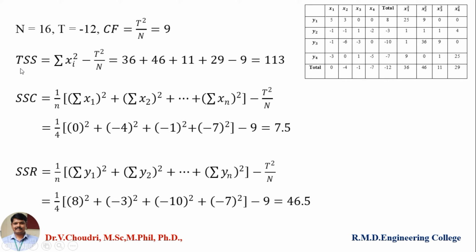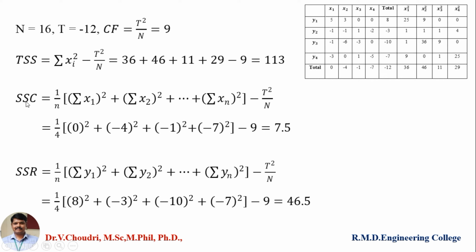So the total sum of squares. Where is the sum of squares? These are the square values: 36, 46, 11. Add all the values up to 29, minus the correction factor 9, equal to 113.